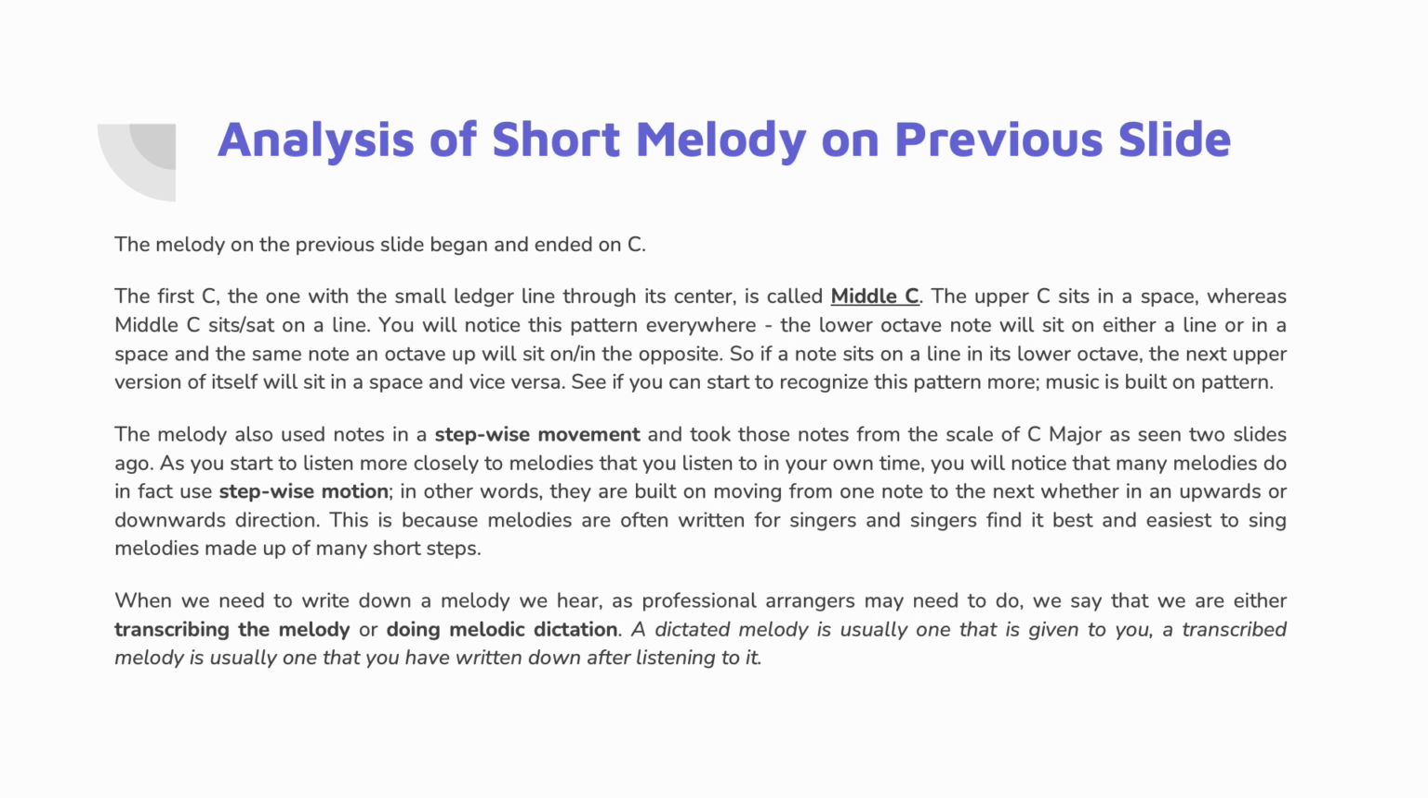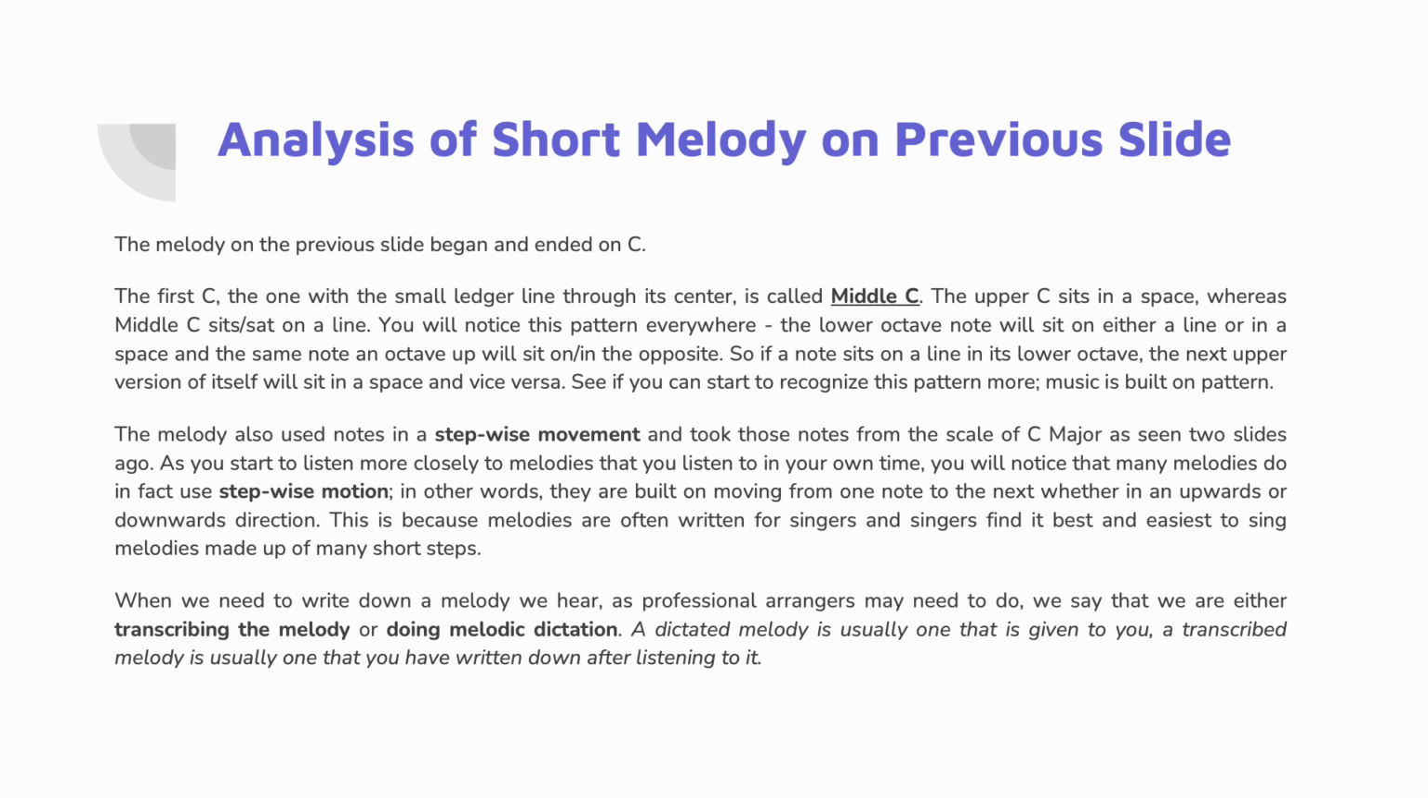You may think it strange to analyse such a short piece of melody on the previous slide. However, for the sake of dealing with beginners to this field, I have provided an analysis here. The melody on the previous slide began and ended on a C. The first C, the one with the small ledger line through its centre, is called middle C. The upper C sits in a space, whereas middle C sits or sat on a line.